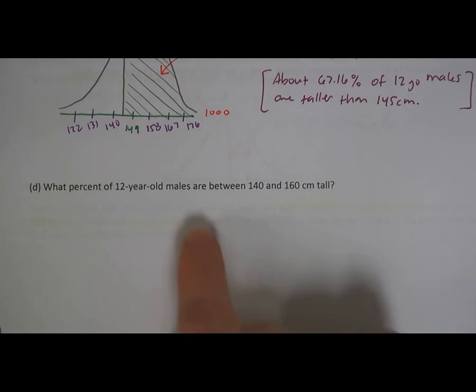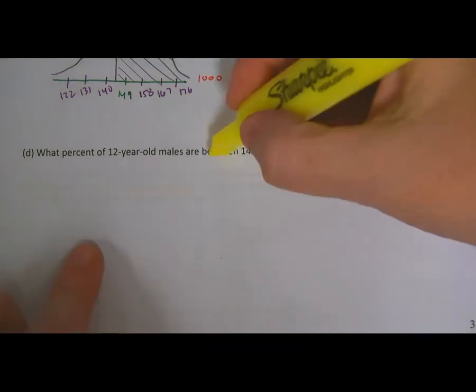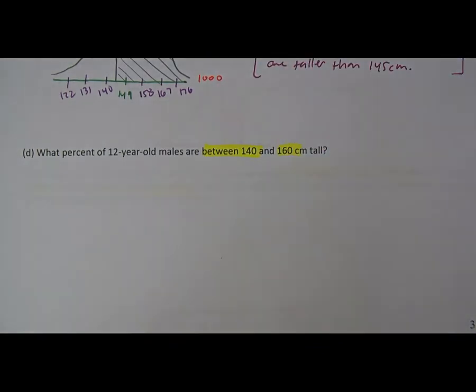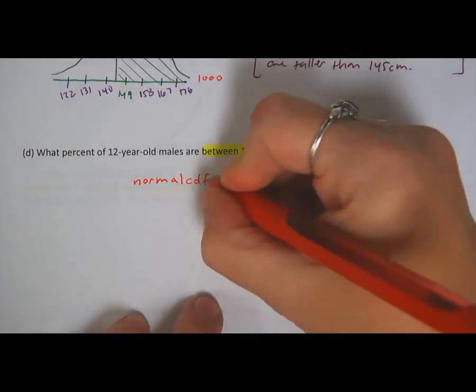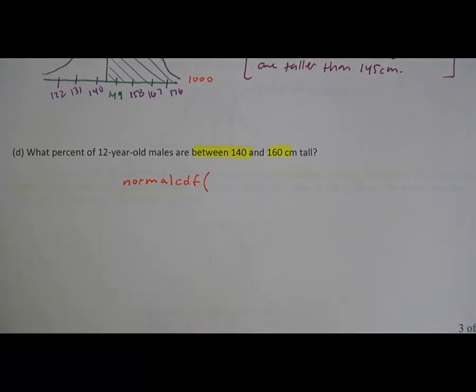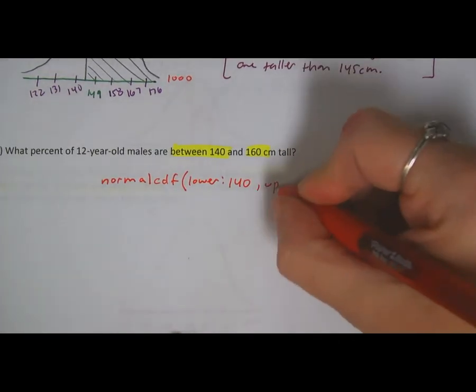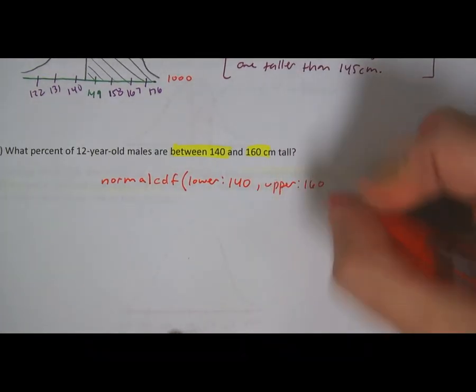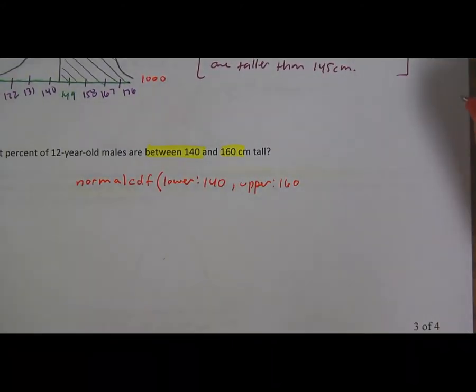Now my favorite kind are these. Let's save a little bit of time and not draw a picture. What percentage of 12-year-old males are between 140 and 160? These are my favorite, you guys, because what's the lower going to be? Whatever the lower number is. Because we're sandwiched in between 140 and 160, my lower is 140 and my upper is 160. You don't have to worry about which way you shade. You don't have to worry about negative 1,000 or positive 1,000. But because you have to draw a picture anyway, you would know this stuff.